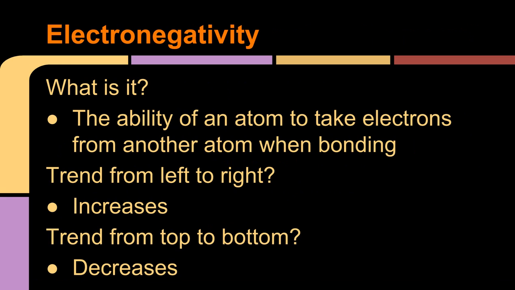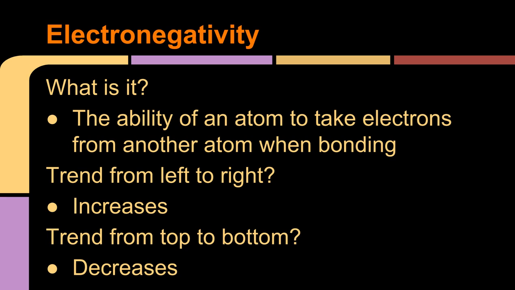Electronegativity is basically the ability of one atom to take electrons from another atom when they're bonding together. And when we move from the left-hand side of the periodic table to the right-hand side, the electronegativity is going to increase, which means those elements on the right-hand side have more of an ability to take an electron from another atom.